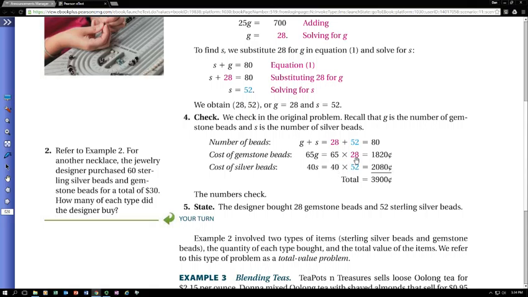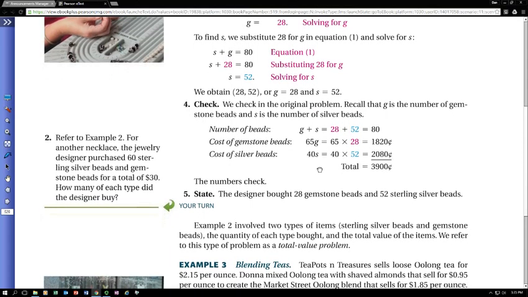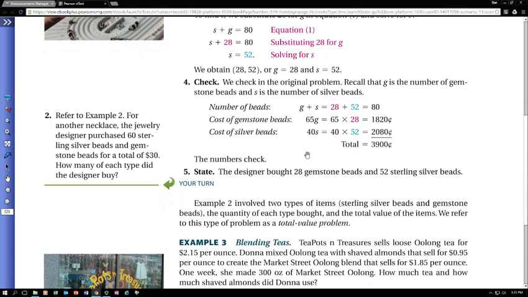Does 65 cents times 28, where do they get that? Well, that's the cost of the gemstone beads. And I think I have 28 of them. So what's the cost for just gemstone beads? It'd be 1,820 cents, right? And then what's the cost of the silvers? I got 40 cents for each one of those, so I'd multiply that times 52, and I'd end up with $20.80, right? Or 2,080 cents. Does that add up to what my money should be? 3,900 cents is $39. Hey, these numbers check, so I can answer this question.